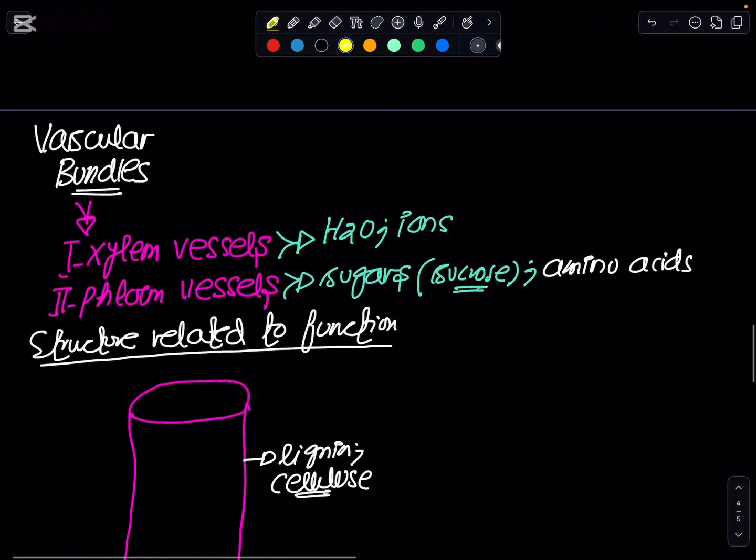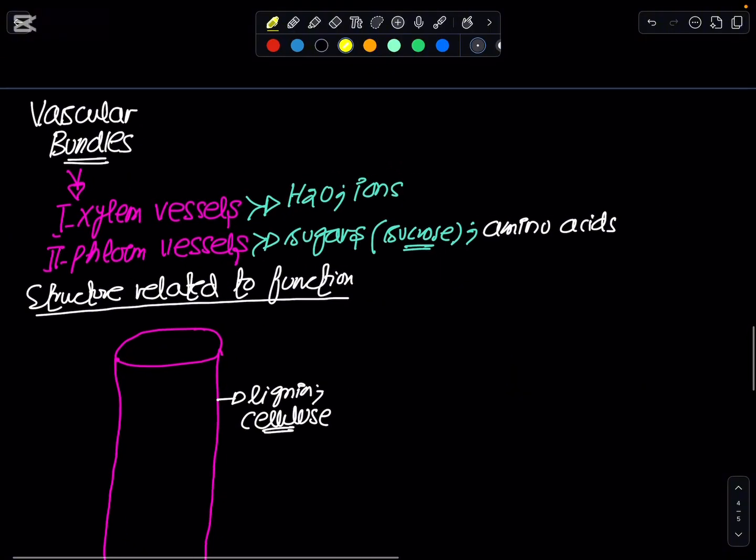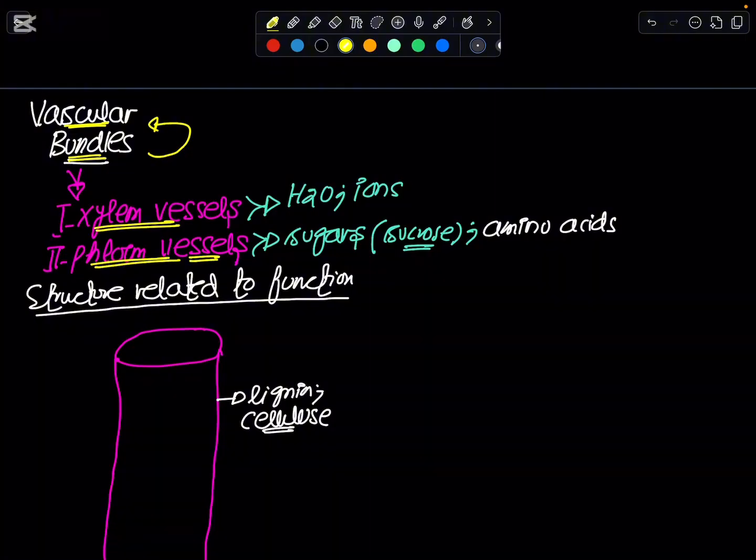Now here we have some other structures within the leaf, within the stem and within the roots, and they are the vascular bundles. Whenever the words vascular bundles come up in biology, two words should click in your mind: one is the xylem vessels and the other is the phloem vessels. As far as the role of the xylem vessel is concerned, they would be absorbing the water and the ions. And the phloem vessels would be moving the sugars, that would be sucrose, and the amino acids around the plant.